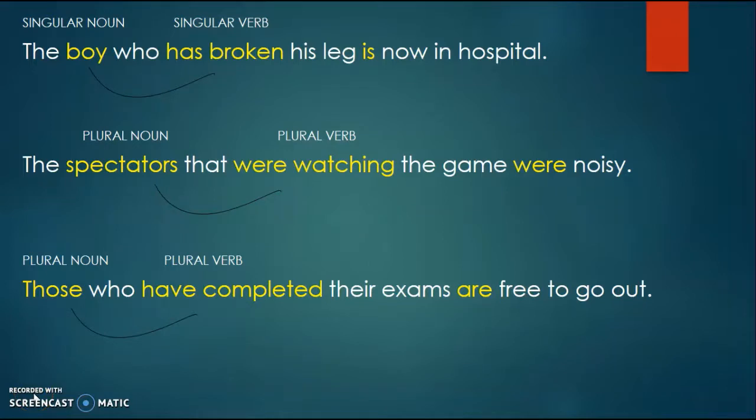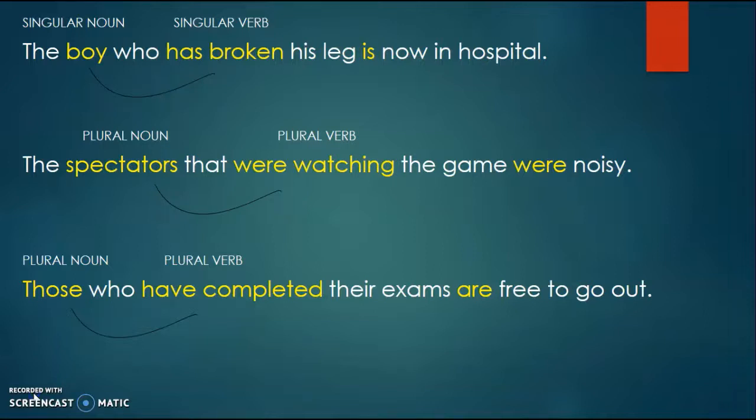Let's look at the first one. The boy who has broken his leg is now in hospital. In this one, the boy is a singular subject, so it is followed by a singular verb in present perfect tense. Let's look at the second one. The spectators that were watching the game were noisy. In this one, the spectators is a plural subject, so it is followed by a plural verb in past continuous tense. And in the final one, those who have completed their exams are free to go out. In this one, our subject those is plural again, and it is followed by a plural verb in present perfect tense.